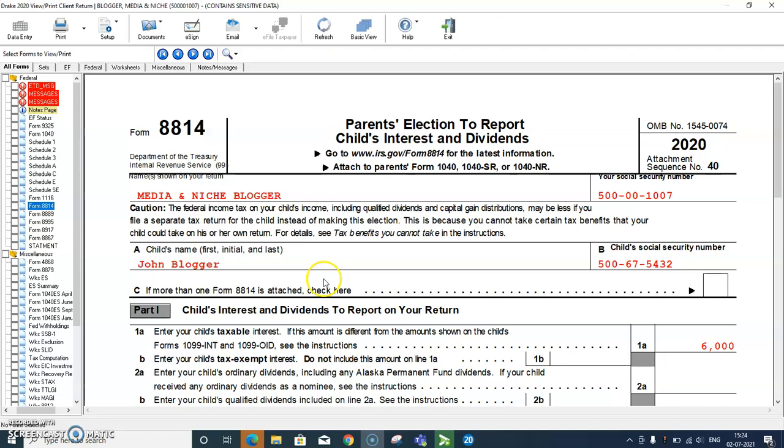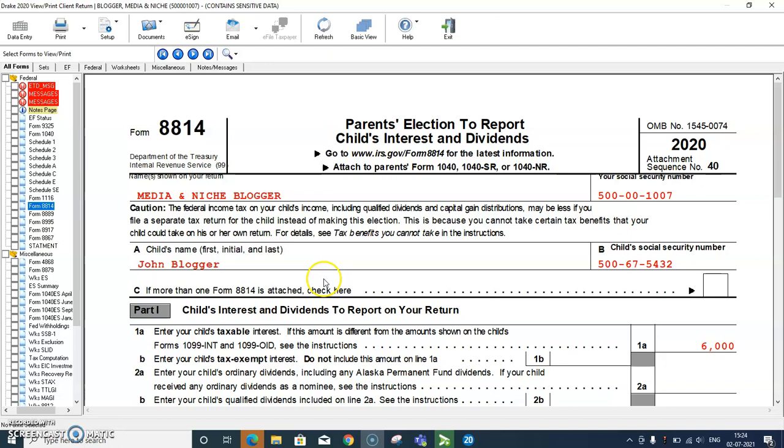Next point, the child's gross income for 2020 was less than $11,000. The child is required to file a 2020 return. The child does not file a joint return for 2020. There were no estimated tax payments for the child for 2020. There was no federal income tax withheld from the child's income.